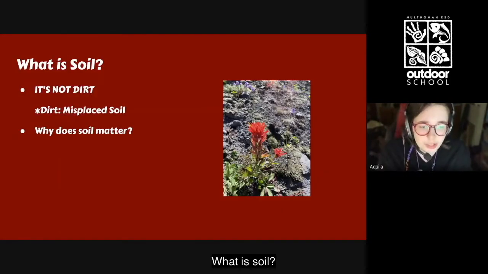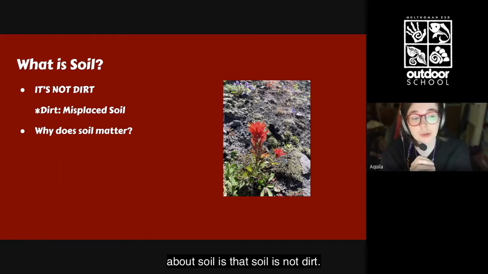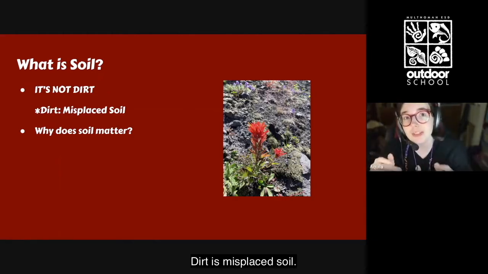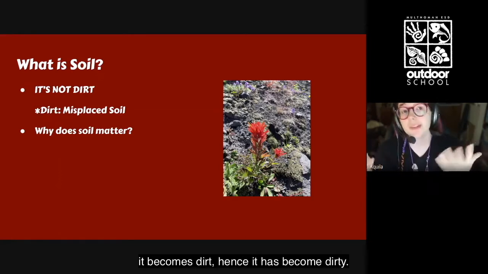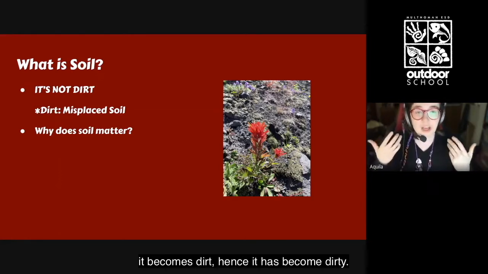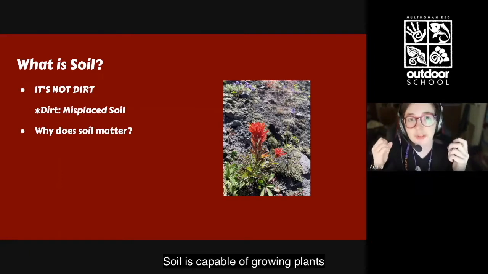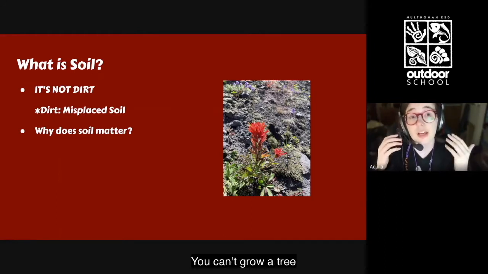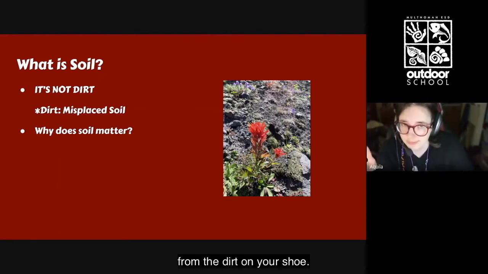What is soil? Something we want to address when talking about soil is that soil is not dirt. They are 2 separate things. Dirt is misplaced soil. When you get soil on your shoes, it becomes dirt. Hence, it has become dirty. Soil is capable of growing plants and providing support to an ecosystem. You can't grow a tree from the dirt on your shoe.